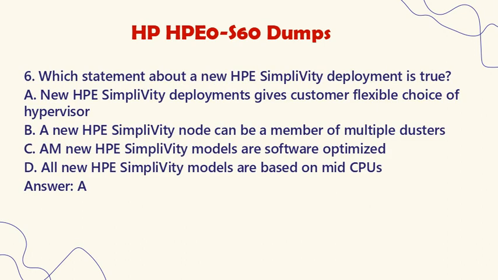6. Which statement about a new HPE SimpliVity deployment is true? A. New HPE SimpliVity deployments give customer flexible choice of hypervisor. B. A new HPE SimpliVity node can be a member of multiple clusters. C. New HPE SimpliVity models are software optimized. D. All new HPE SimpliVity models are based on Intel CPUs. Answer: A.